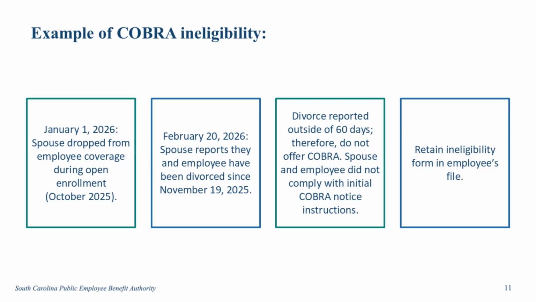In this example, the spouse reported the event more than 60 days after the date of the qualifying event, which was the date of the divorce. Do not offer COBRA coverage for the ineligible dependent. You should also retain the completed COBRA ineligibility form for dependents in the employee's file. Note, if a dependent is dropped from coverage during open enrollment, COBRA coverage is not offered.